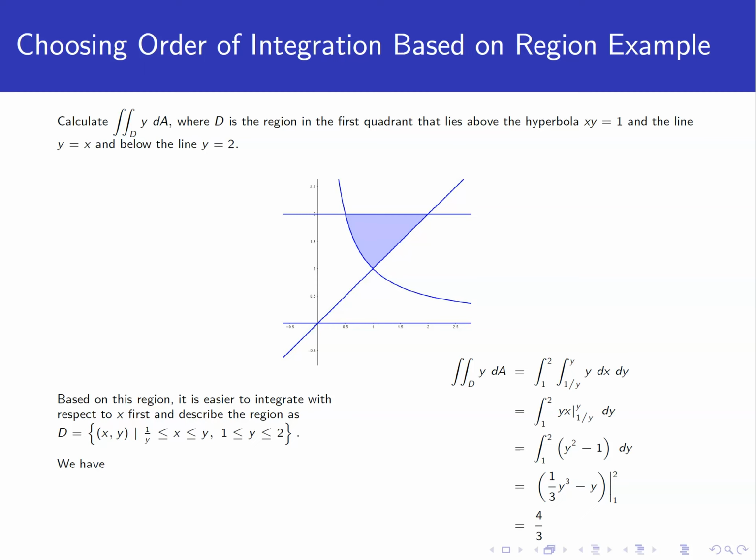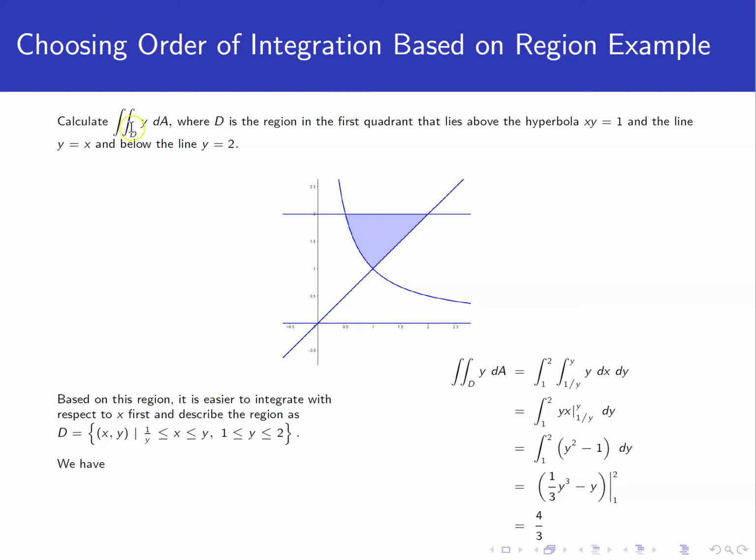It's in the first quadrant. We've got three bounding curves here. We've got xy equals 1, that hyperbola. We've got the line y equals x, and we've got the line y equals 2. So here is that shaded region that we're interested in integrating over.